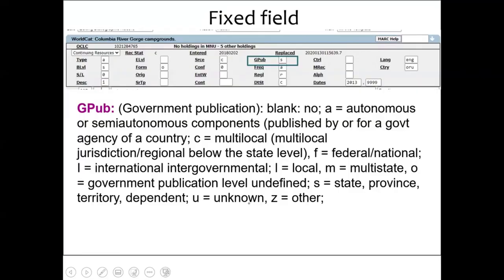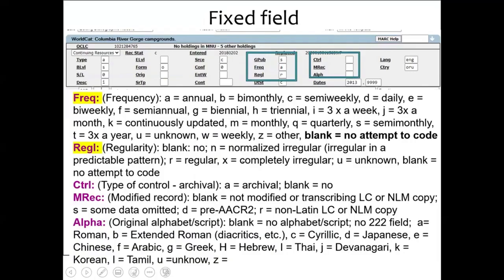In this example, ours is a state, province, territory, or dependent. So that's who published this. So the government publication category tells you a little bit about who published it. That's not one that you typically see a lot of in serials unless you're doing GovDocs. And if you're doing GovDocs, there are quite a few serials there, so you're probably going to see some of those.